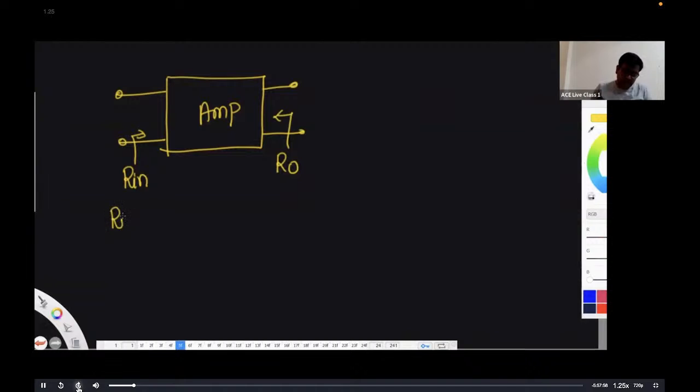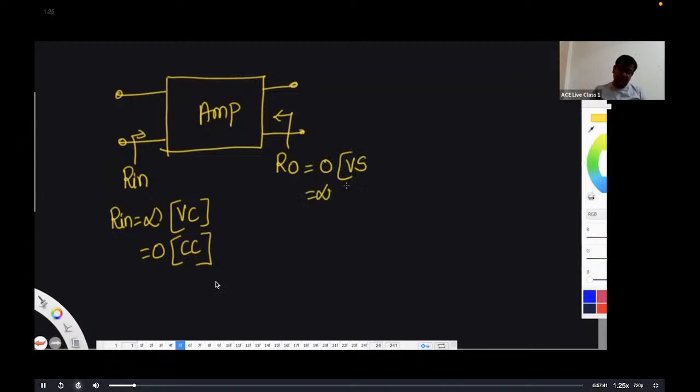So if Rin is high, the amplifier is voltage controlled. If R0 is low, it is current controlled. If Rin is low, it is current controlled. If R0 is low, it is a voltage source. If R0 is high, it is a current source.